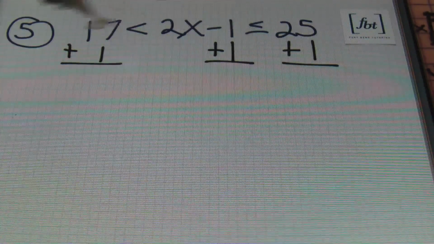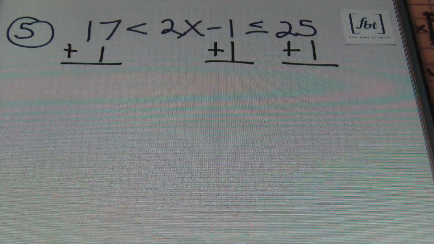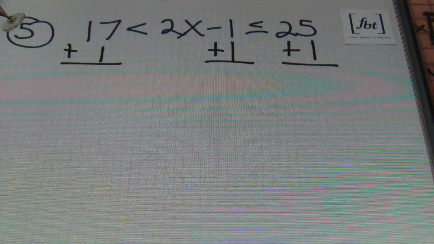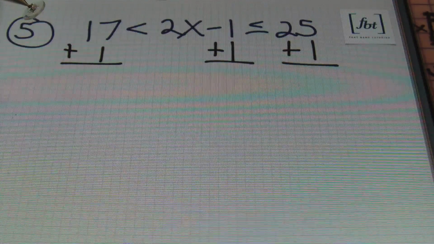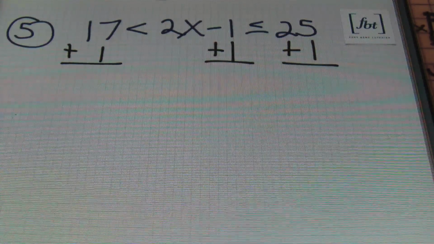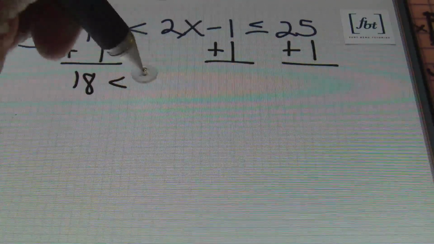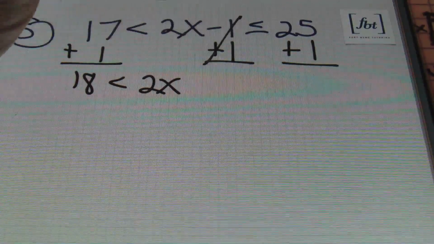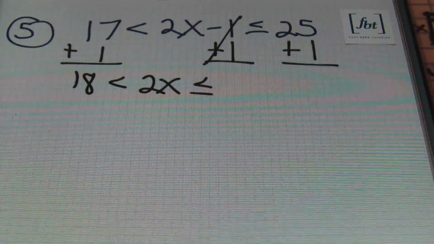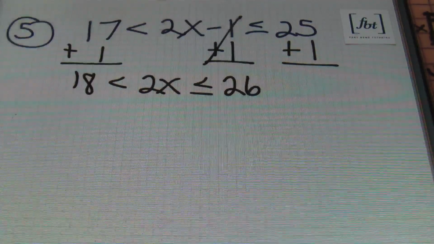So notice that we have 3 parts of this compound inequality, and so whatever you do to isolate your variable in the middle must also be done to keep balance to the left and the right. Here, 17 plus 1 gives me 18. This is going to be less than 2x because my 1's cancel out. I'll be bringing down this less than or equal to 26.